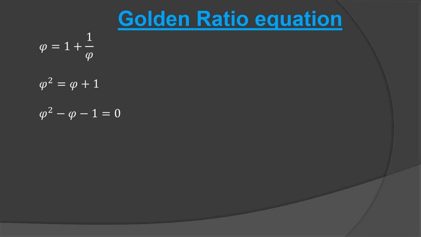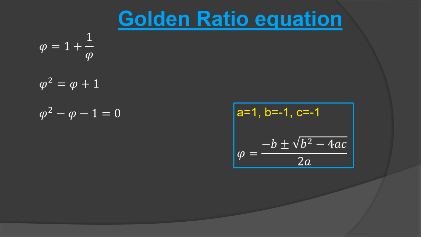Notice that this is a quadratic equation and it can be solved by using the quadratic formula. So our value of a is 1, value of b is minus 1, value of c is minus 1. Substituting these values in our quadratic formula, we are going to get phi is equal to 1 plus or minus root of 1 plus 4, divided by 2. Again, since we are dealing with length here, we will only take the positive value. Golden ratio is equal to 1 plus root of 5 over 2.